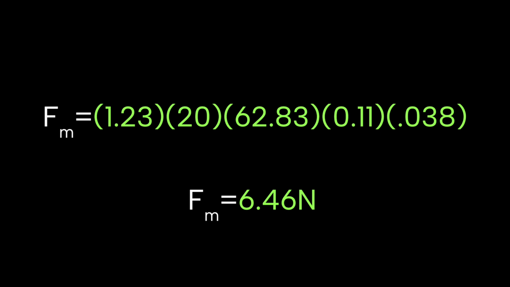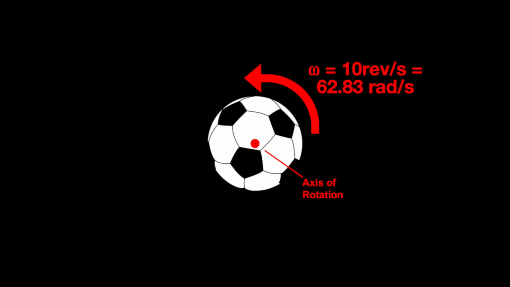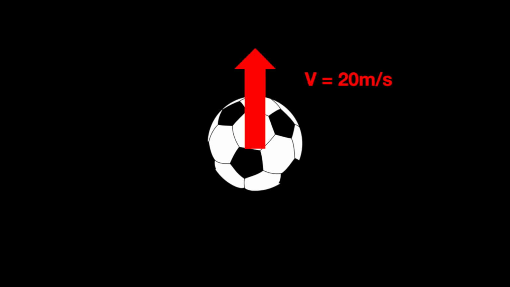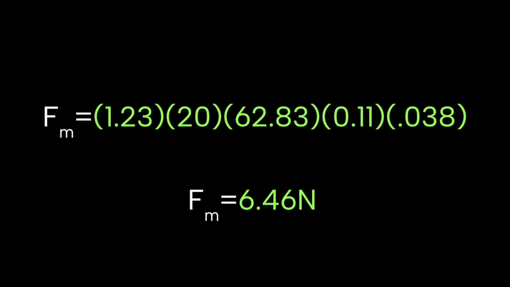We'd now like to perform a simple Magnus force calculation using the equation we found earlier. First, we looked up the average air density in St. Louis, which was 1.23 kilograms per meter cubed. We plugged in an initial spin rate of 10 revolutions per second, or 62.83 radians per second, and an initial speed of 20 meters per second. The official soccer ball has a radius of 0.11 meters, which comes out to a cross-sectional area of 0.038 meters squared. When all of this is multiplied, we arrive at an answer of 6.46 newtons of Magnus force.